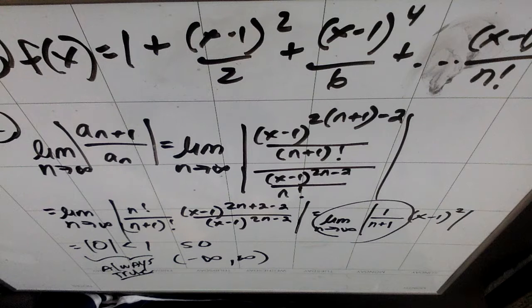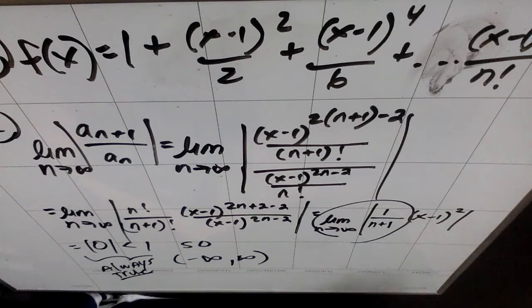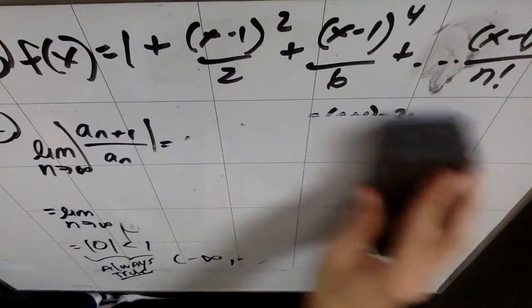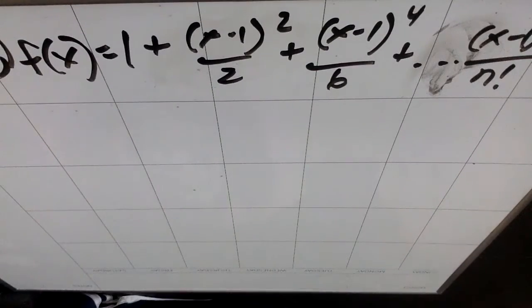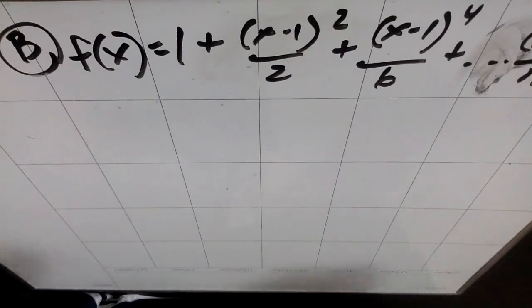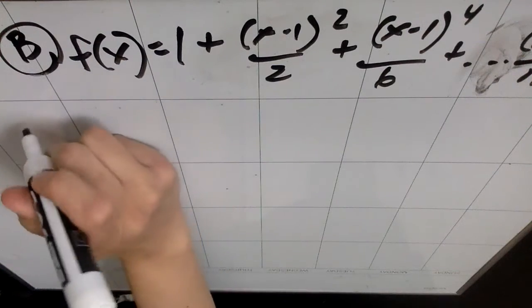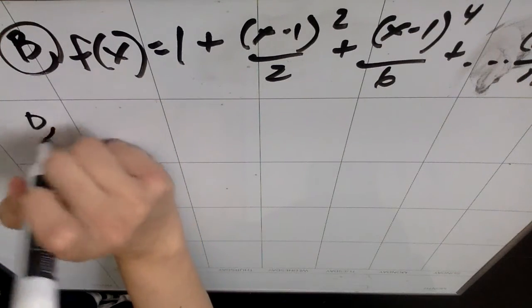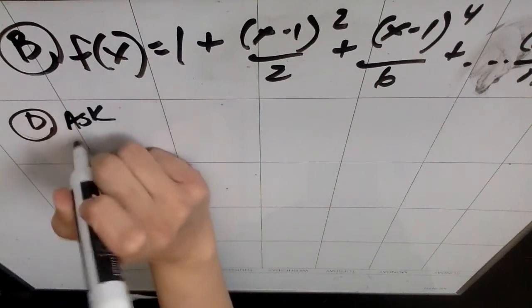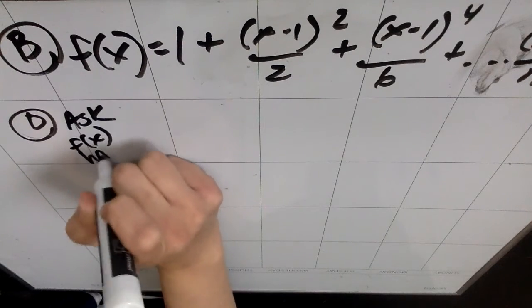Part D. Use the Taylor series for f about x equals 1 to determine whether the graph of f has any points of inflection. Fun. Okay. So before we dive into this, we need to think, what does it mean to be a point of inflection? So in D, the ask was, does f of x have a point of inflection?